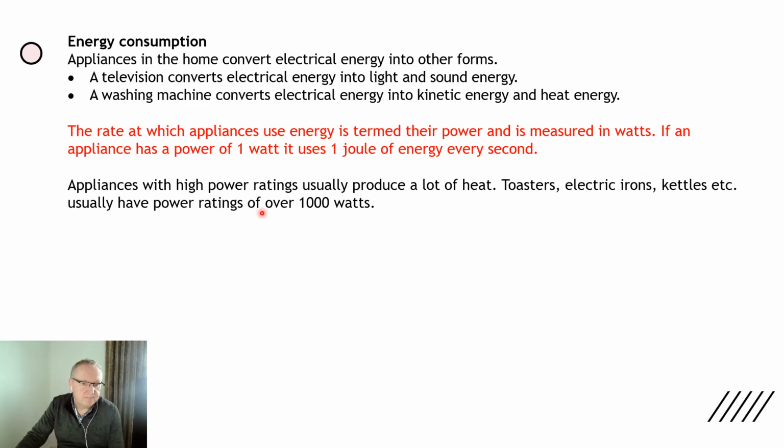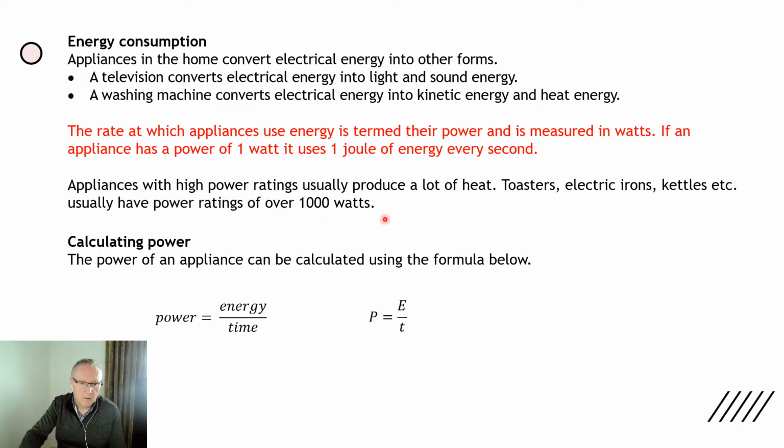Generally, the high energy devices, like things that produce heat, toasters, cookers, kettles, hair dryers, etc., have a higher power rating than, say, a TV or a lamp, because they don't produce as much heat. Generally, things that produce a lot of heat will have a power rating of over 1,000 watts or 1 kilowatt.